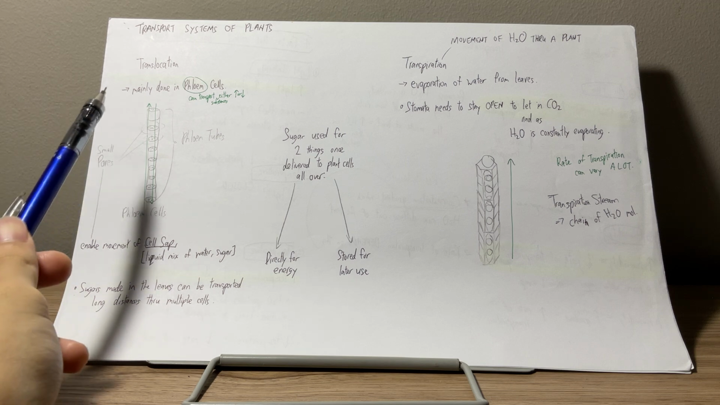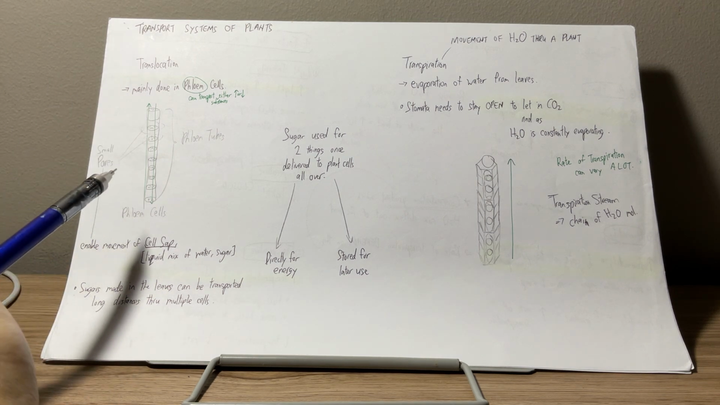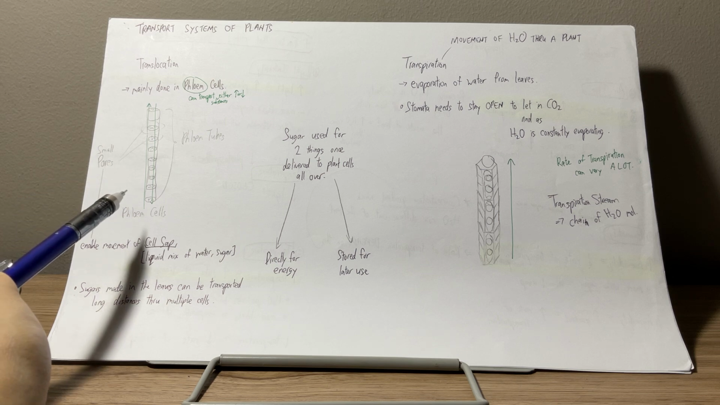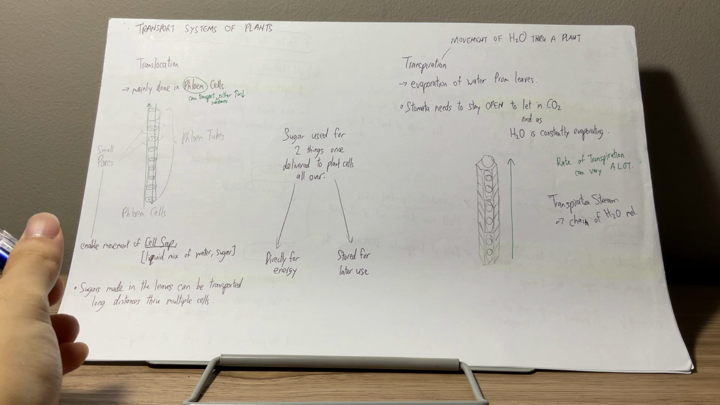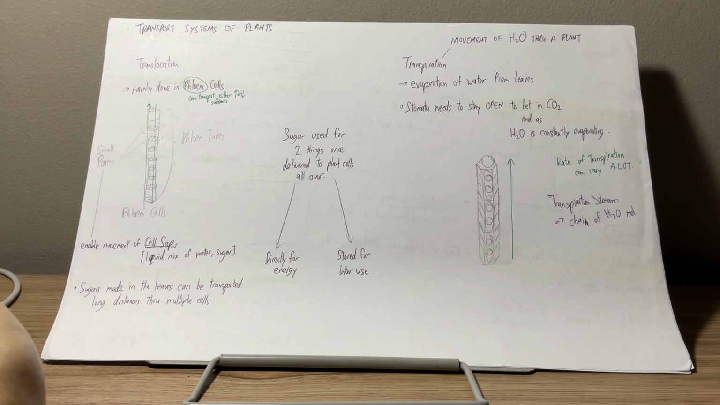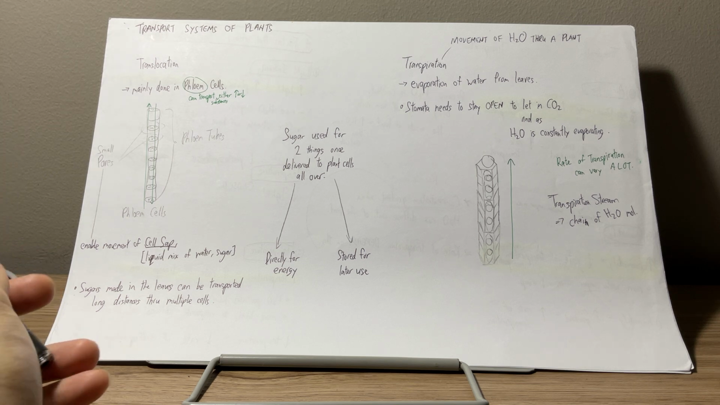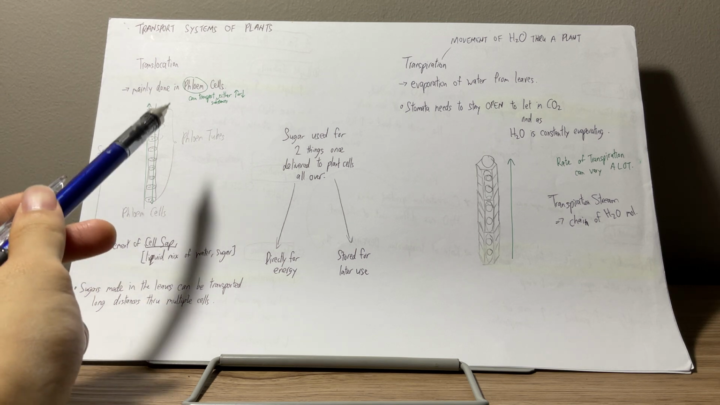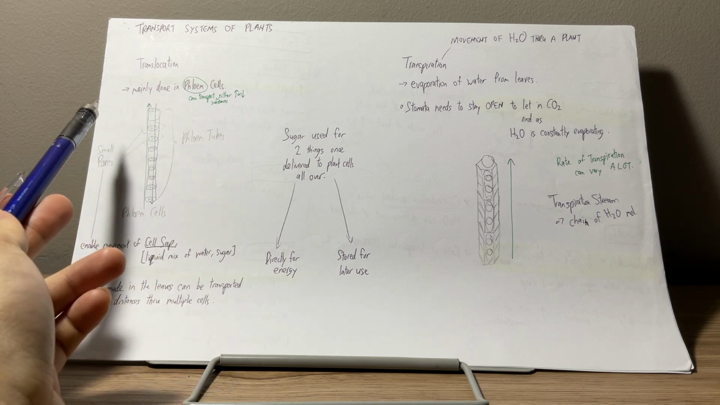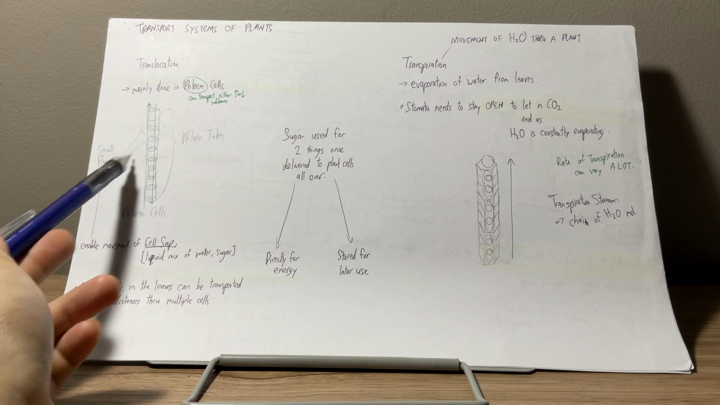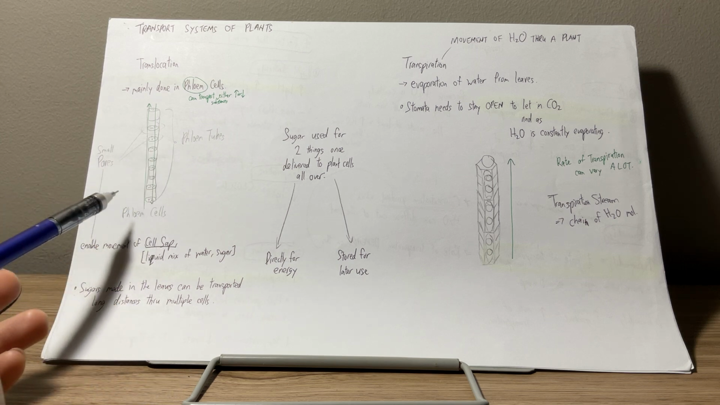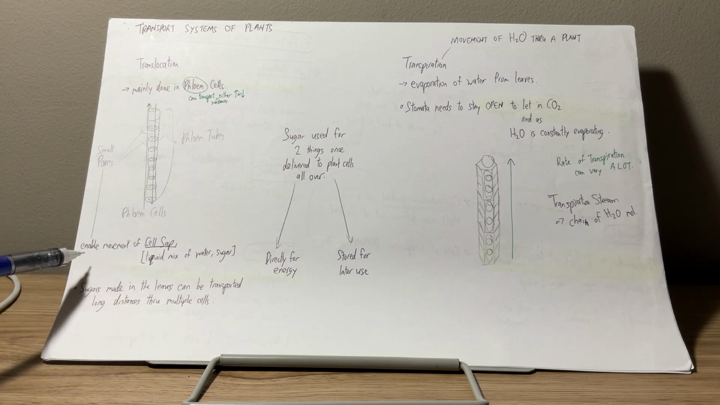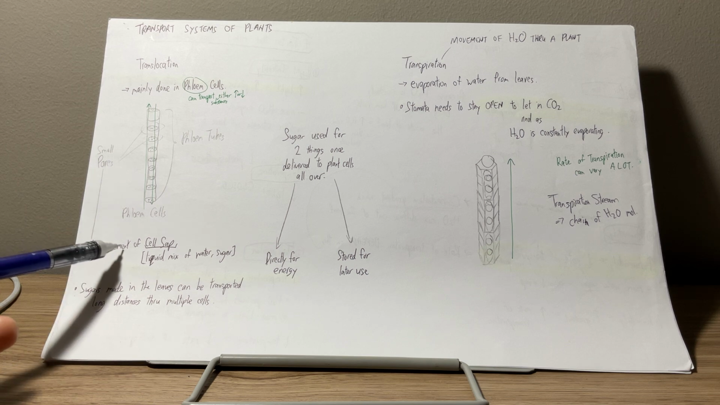Basically, we all know that sugar is the end product of photosynthesis, and it's used by plants for food so that they could have energy. So it's transported through translocation, through phloem cells, the small pores. This itself is the phloem tube. The small pores enable the movement of cell sap.